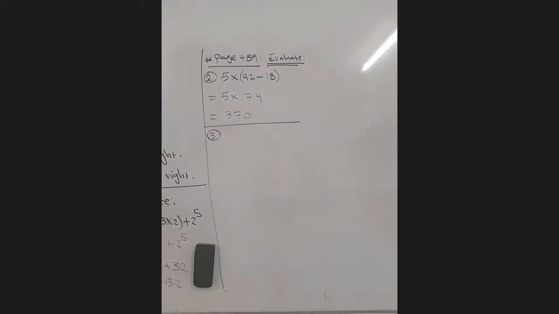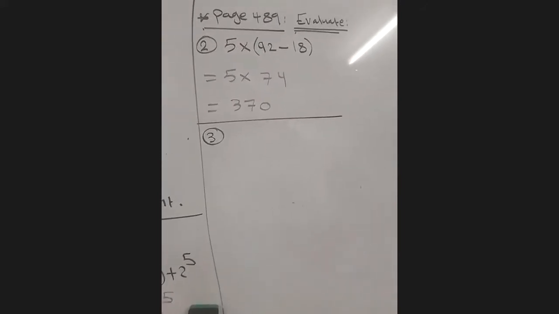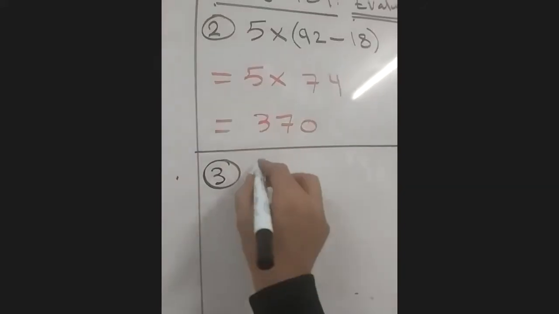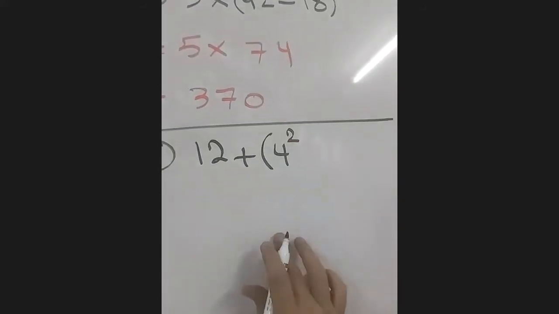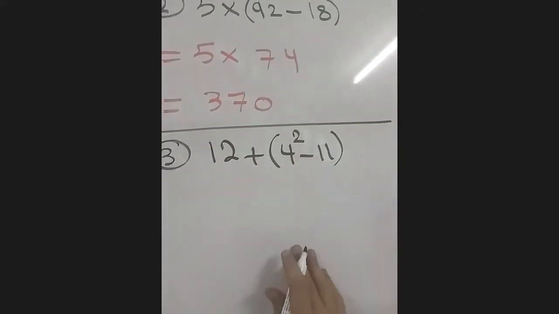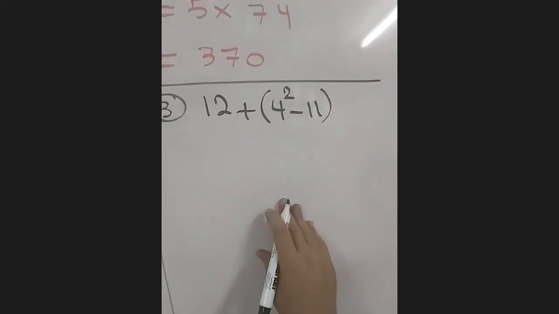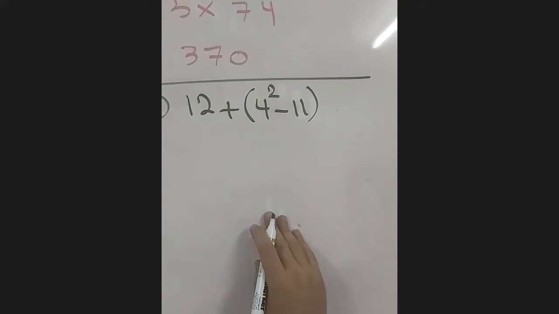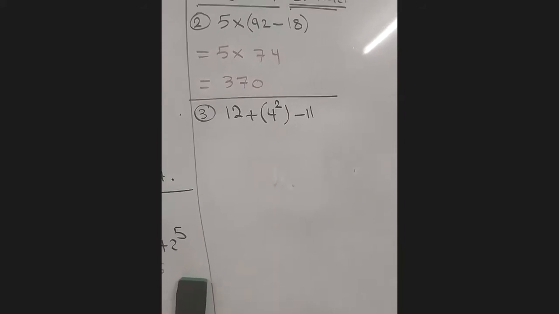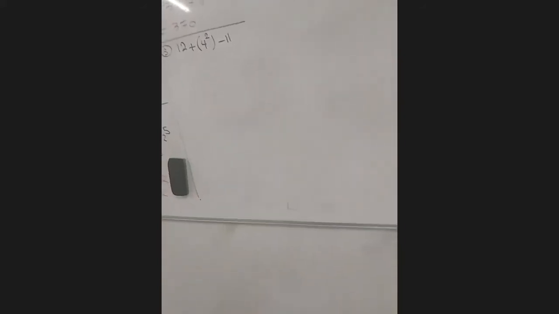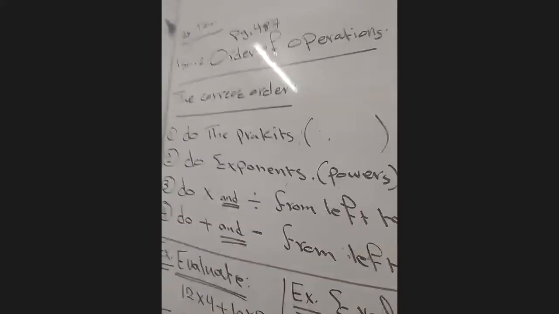Yalla Mohammed, question 3 quickly. 12 plus bracket 4 exponent power of 2 minus 11. Another bracket, and the bracket after the 4 power of 2. Like this? Yeah. First, we will... What's the first step?